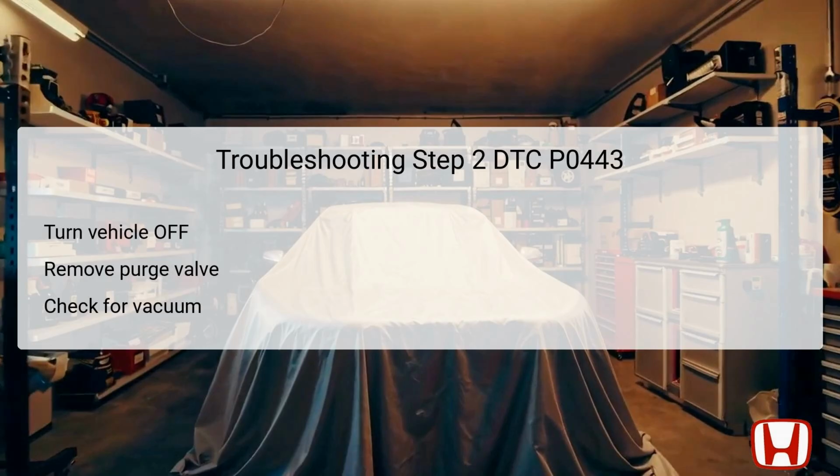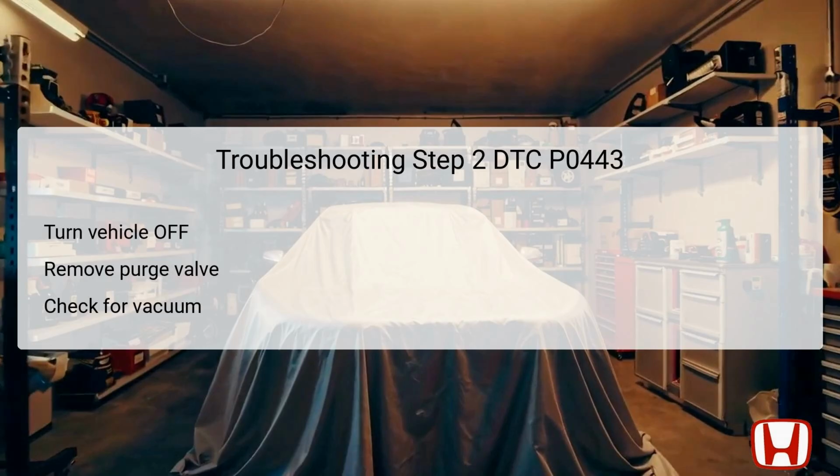In troubleshooting step 2, the vehicle must be turned to the off position, allowing the engine to cool. The next action is to remove the EVAP canister purge valve while keeping the connector and vacuum hose attached. After safely detaching the vacuum hose from the purge valve, a vacuum pump and gauge are connected to the purge valve in the engine compartment.